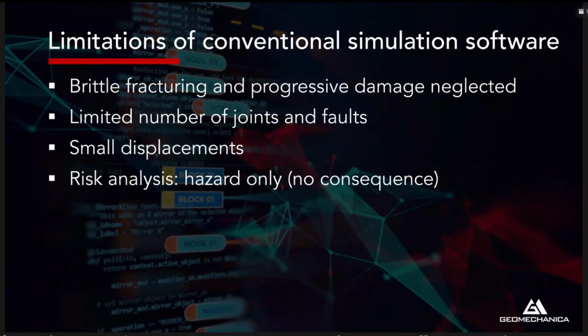In addition, some of the conventional tools, such as the finite elements method, can only handle small displacements, and usually they have issues capturing displacements that are on the order of meters or tens of meters. And in most cases, risk analysis is only available to look at hazard only, so you see if something is going to become unstable or not, or yield or not, but you can't really get any sense of what happens after instability, so you don't really know the consequence of failures.